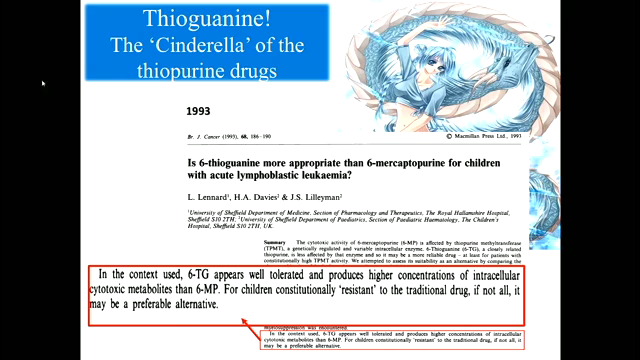Initially, when thioguanine was tried out, this is back in 1993, for acute lymphoblastic leukemia, this is a very influential group in England. They said, in the context used, 6-TG, that's thioguanine, appears well tolerated, produces higher concentrations of the cytotoxic metabolites than 6-MP. And for children who are resistant to the traditional drug, it may be the preferable alternative. That's taken from the summary.